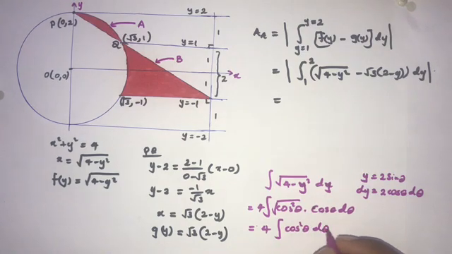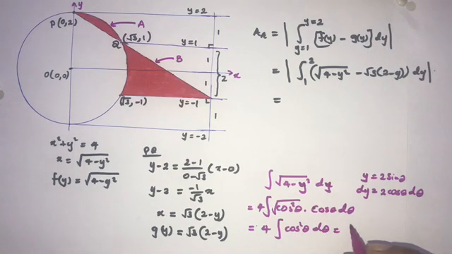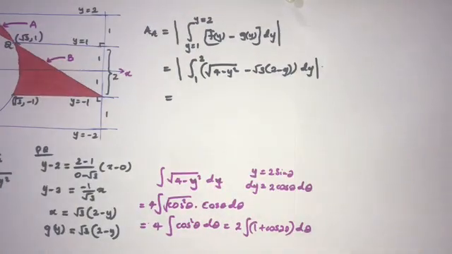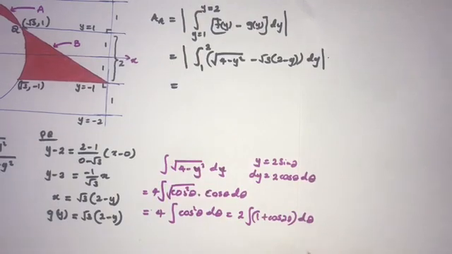Now we know cosine squared of theta is equal to (1 plus cosine of 2 theta) over 2, so the 2 gets cancelled, and here 2 times the integral of (1 plus cosine of 2 theta) d theta, and we know this is equal to 2 times (theta plus sine of 2 theta over 2).